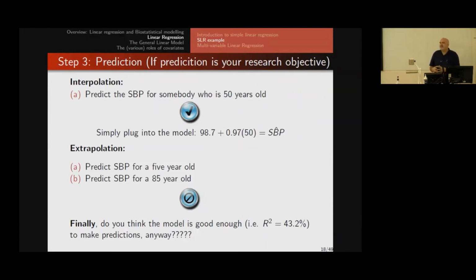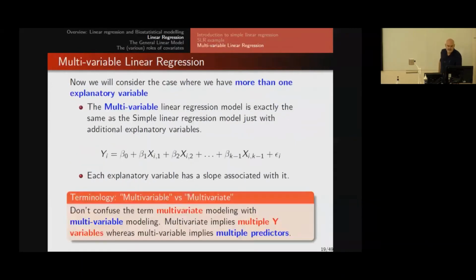There is no magic number to tell you what model is good enough for prediction purposes, but in linear regression, I would expect it to be above a 90% R-squared. You might consider that for prediction. Something that's got an R-squared of 43%, forget about it. It's not even close, okay? So I would never use this model for prediction, regardless of whether they're a 50-year-old or a 5-year-old. It's just not a good enough model.